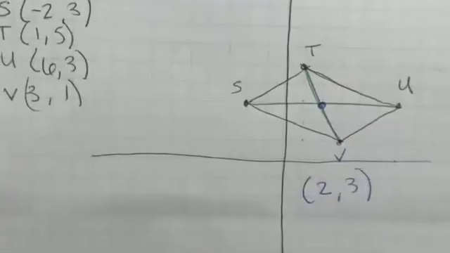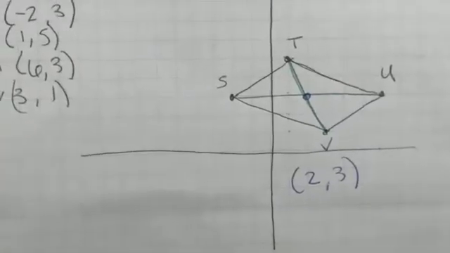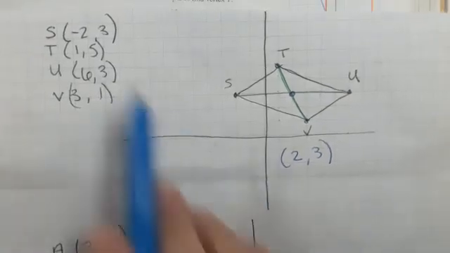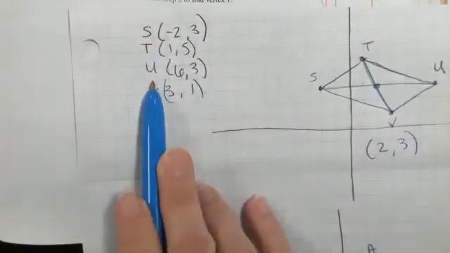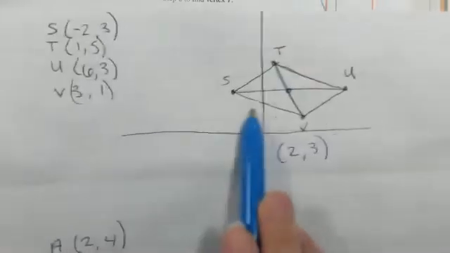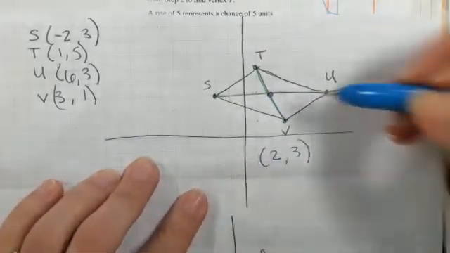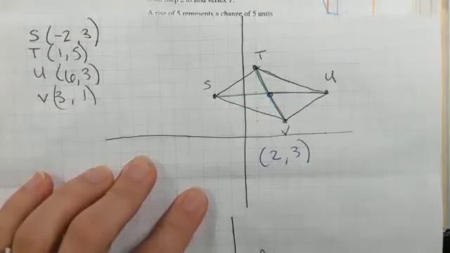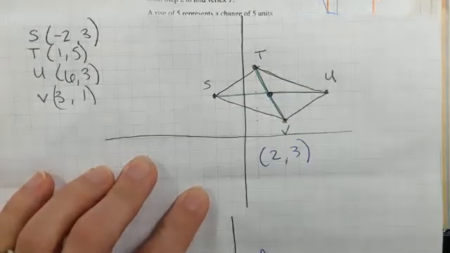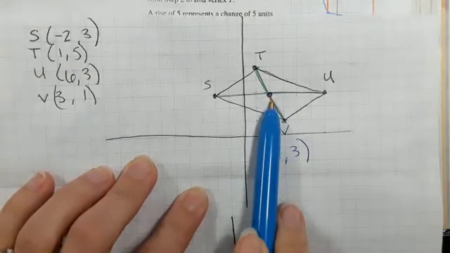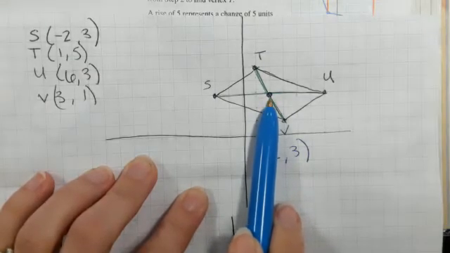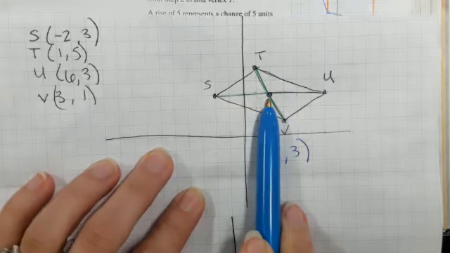Okay, here we go. Let me zoom out a little bit. Okay, so we're going to plot them. Here's S, T, U, and V. Plot them here. Take your straight edge and draw your diagonals. Okay, their intersection point is where your 2 diagonals are going to intersect.